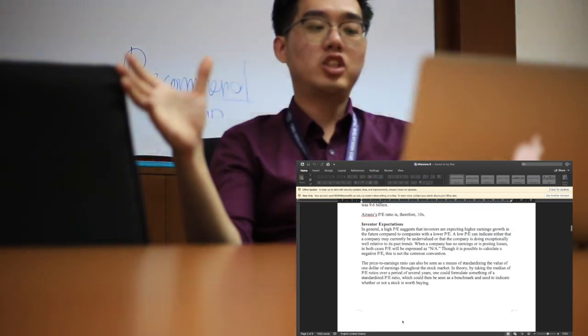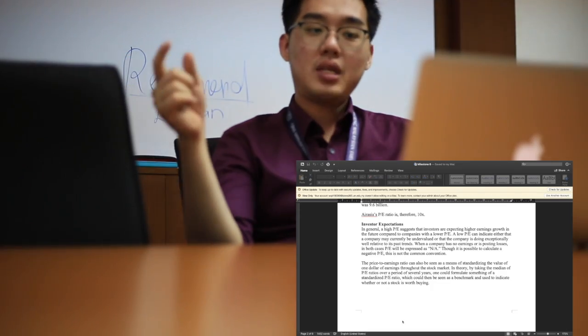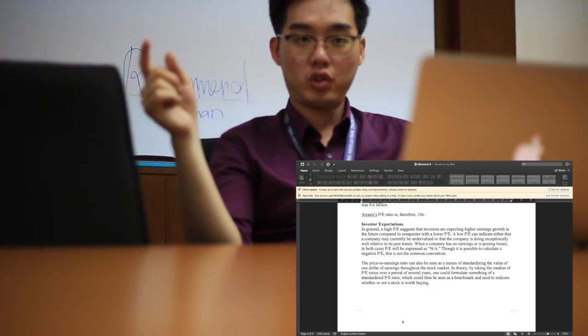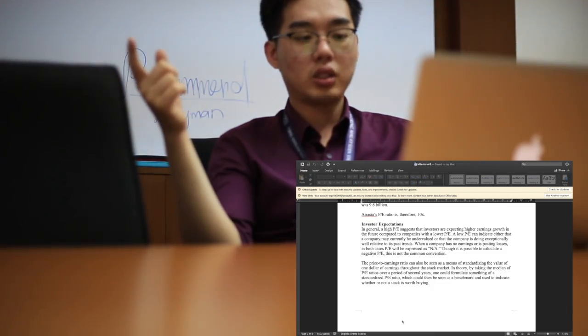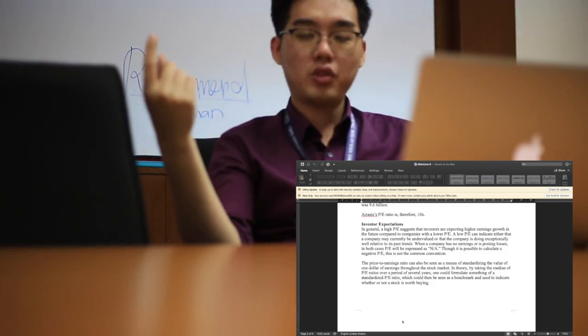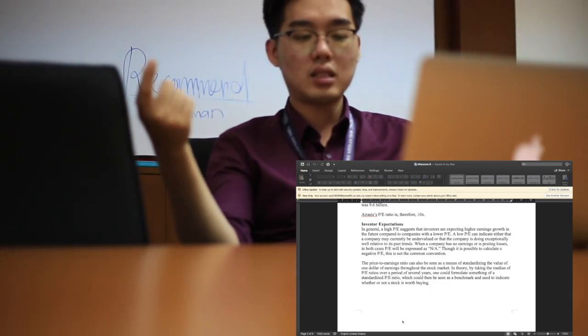As for investor expectation, a high PE suggests high earning growth in the future, which means there will be high earnings in future. But it also translates that they have recently issued a 90 cents dividend.